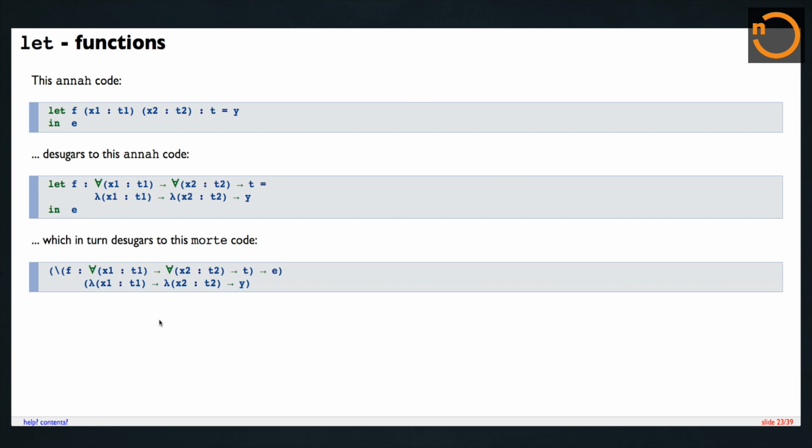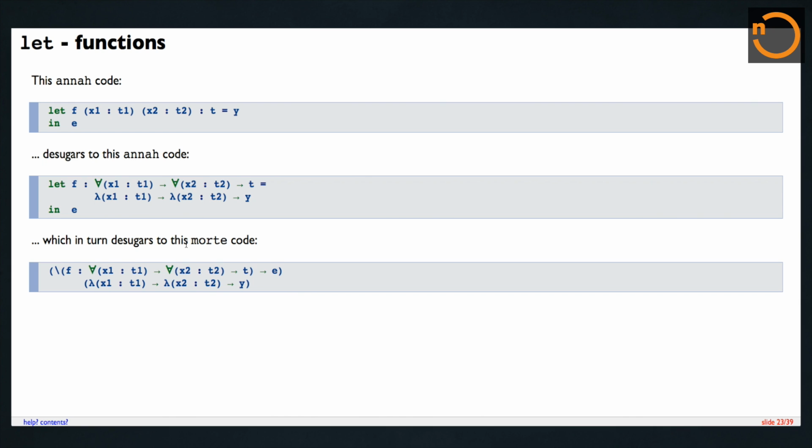You can define functions. So I can say define a function which takes two arguments, x1 of type t1, x2 of type t2, and it returns y, which has type t. And that scopes over this expression e. And that, again, can be completely converted to lambda calculus.